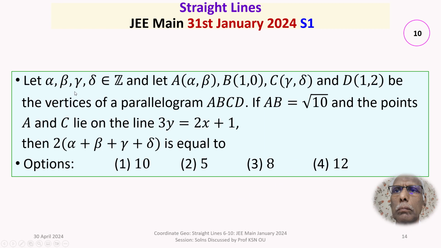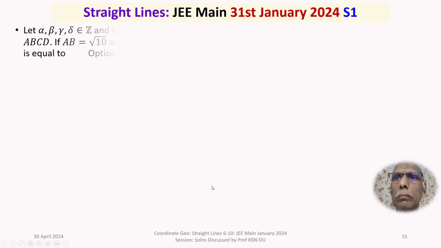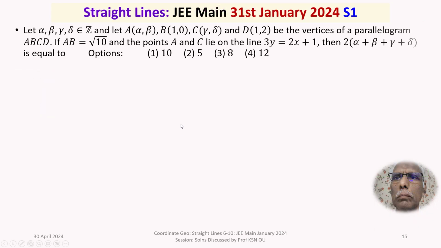We are given alpha, beta, gamma, delta are integers and A, B, C, D are the vertices of this parallelogram ABCD, and the length of AB is root 10, and it is given the points A and C lie on this line 3y is equal to 2x plus 1. We are required to find 2 times alpha plus beta plus gamma plus delta. Let's now discuss the solution of this problem in detail.